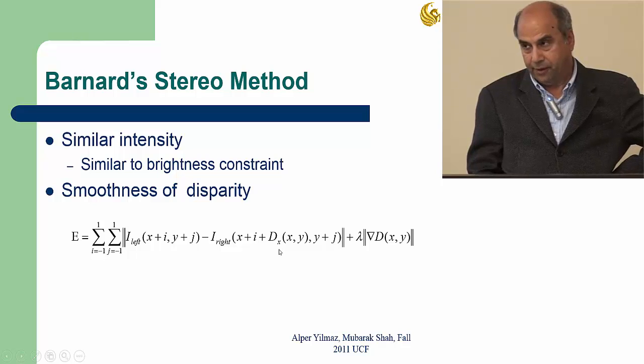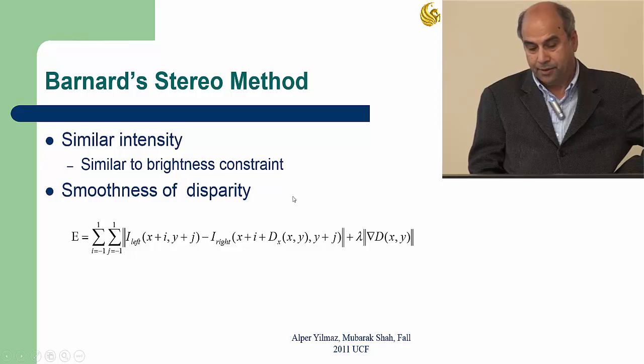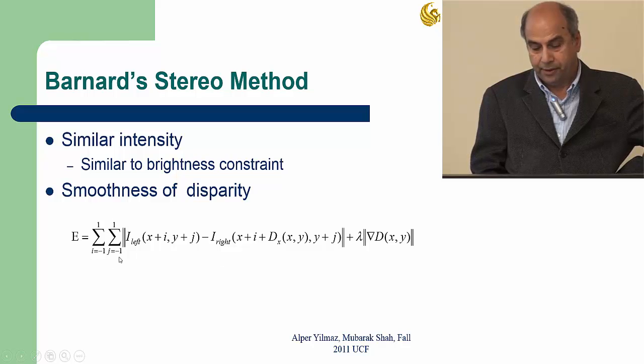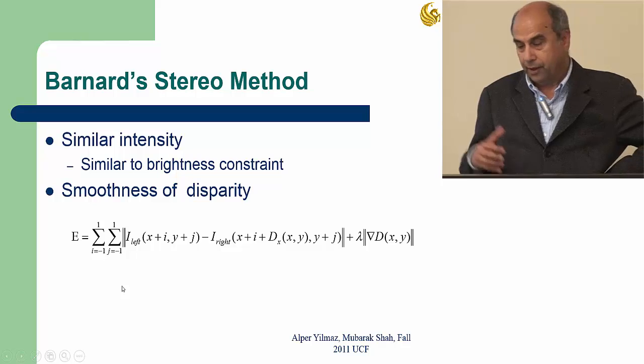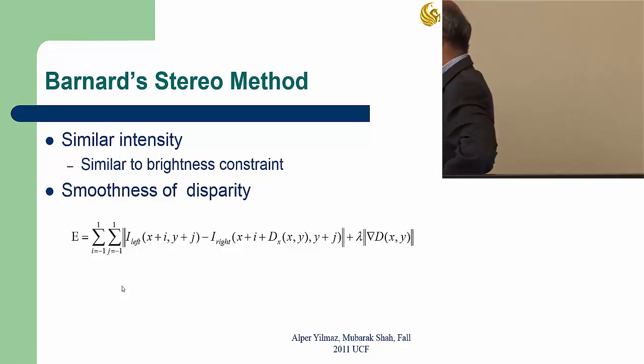So that is the shift in x direction, and we want to find this. And so this is simple, your absolute difference, sum of square difference, and this is the square window. Right now we are doing a 3 by 3 window, but you can do any size. So that's the first constraint, similarity, similar intensity.